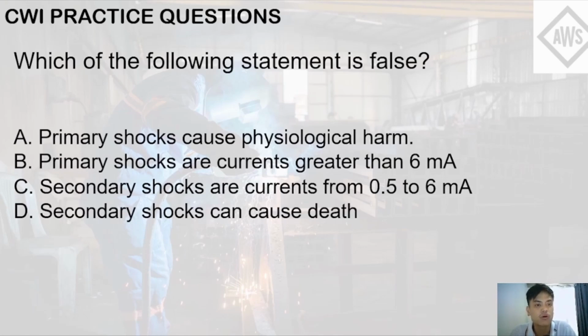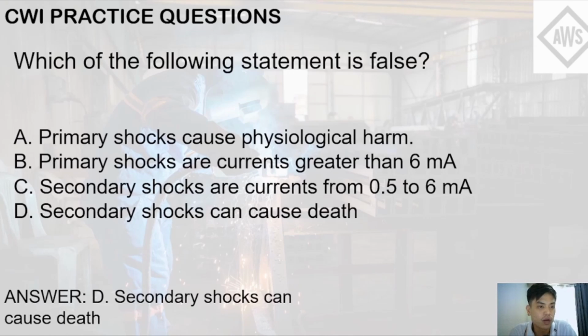By the way, you can pause at any time if you want to think of the correct answer. So the answer here is letter D. Why are the others incorrect? Primary shocks can indeed cause physiological harm. These shocks are greater than 6 milliamperes. So letter B is also correct.